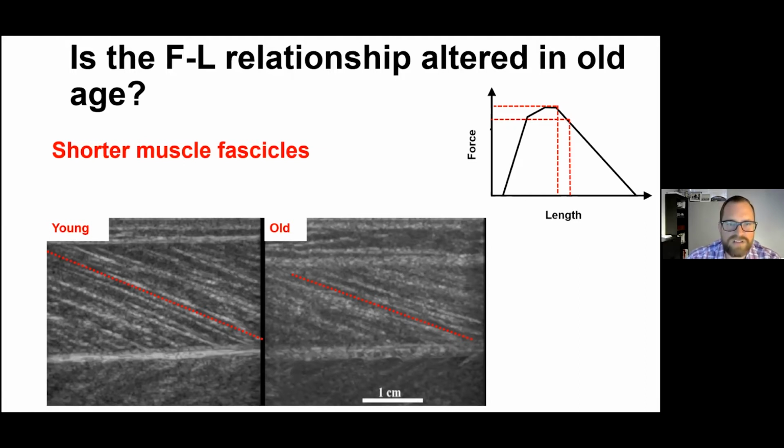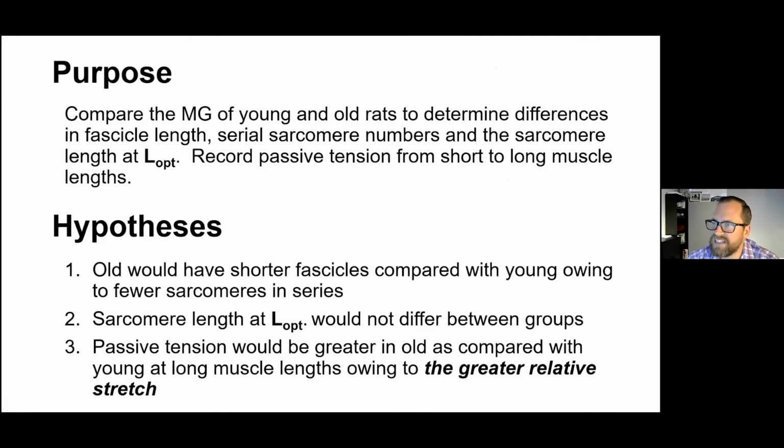So the purpose of this study was to investigate the medial gastrocnemius of young and old rats to determine differences in fascicle length, serial sarcomere number, and the sarcomere length at the optimal length for force production, and record passive tension from short to long muscle lengths. So in other words, to try to understand whether age-related shortening of muscle fascicles can contribute to the elevated passive tension often seen during earlier joint rotations.